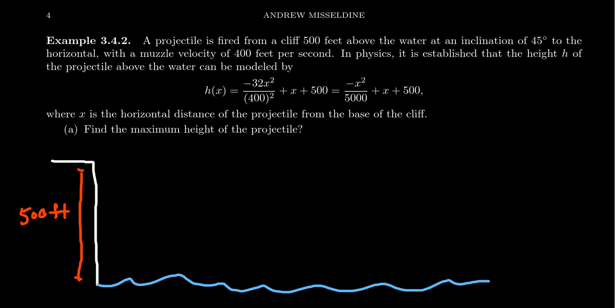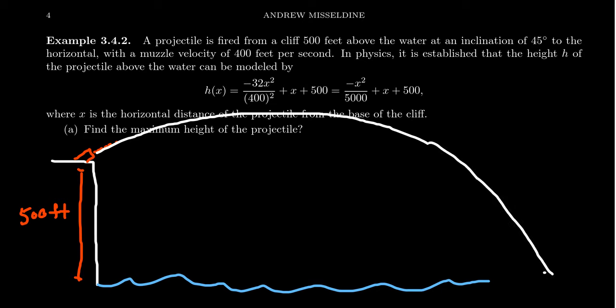And we're going to shoot out of our cannon. We're going to shoot our projectile out with an initial muzzle velocity of 400 feet per second. This is the initial speed of our bullet or cannonball or whatever we're shooting. Now in physics, the height of our projectile, as this thing shoots and eventually lands in the water somewhere down here, if we could measure the distance horizontally from the cliff, let's call that distance x.